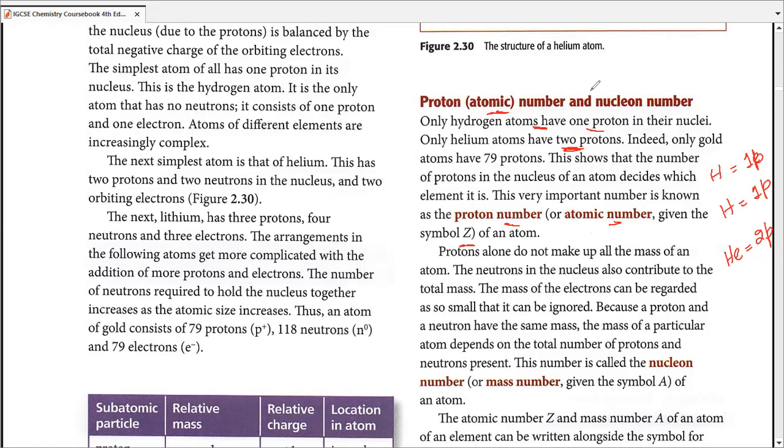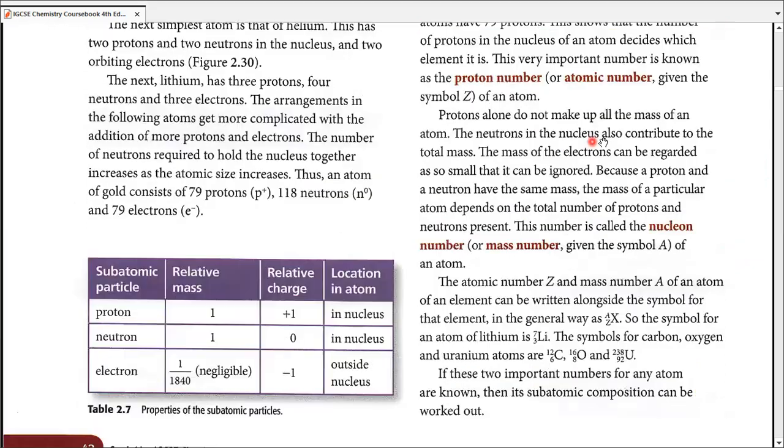But there is one important point. The imperative of this point is about the nucleus and the subatomic particles in it. Protons do not only make up the mass of the atom, and they're not the only ones in the nucleus. Neutrons are in there too. They also contribute towards the mass. So when we talk about mass or mass number, we also call it nucleon number. Remember, anything residing inside the nucleus will be known as a nucleon.